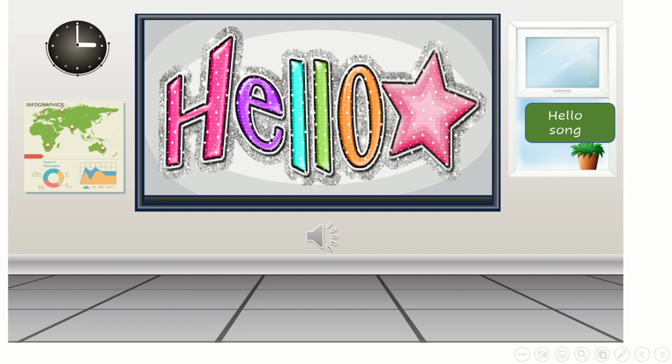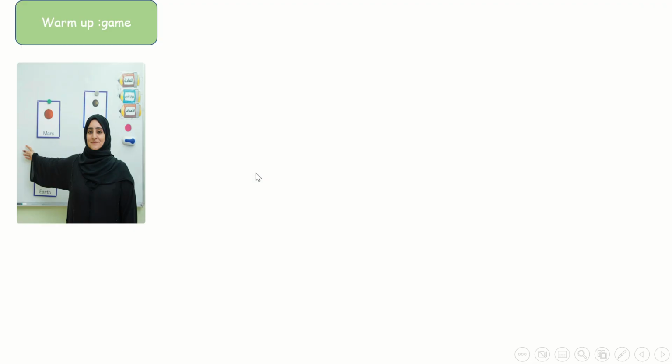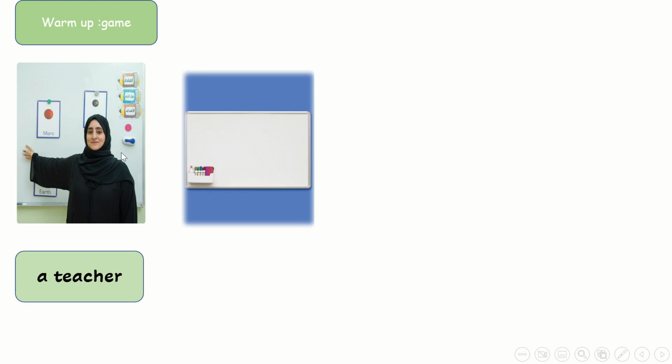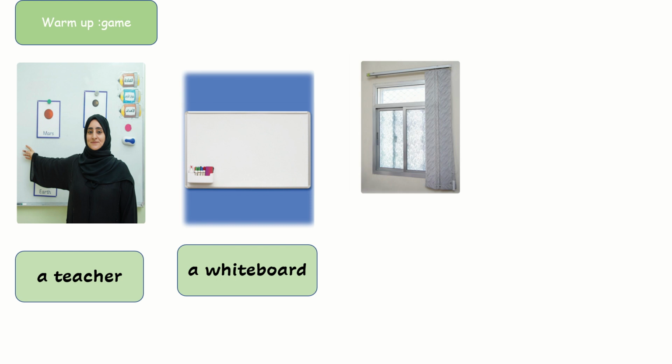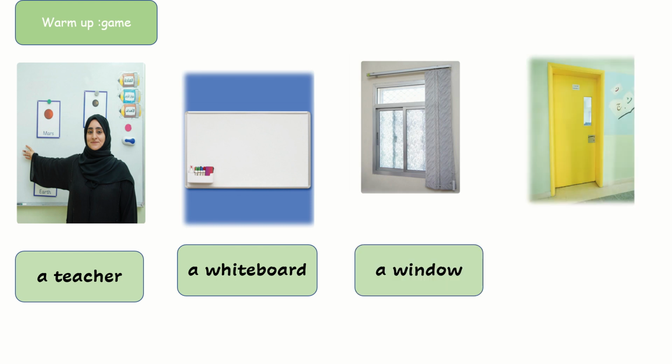Okay, my students, now let's see here. What's this? It's a teacher. What's this? Huh? It's a whiteboard. Well done. What about this? What's this? Huh? It's a window. Well done. What's this? It's a door.